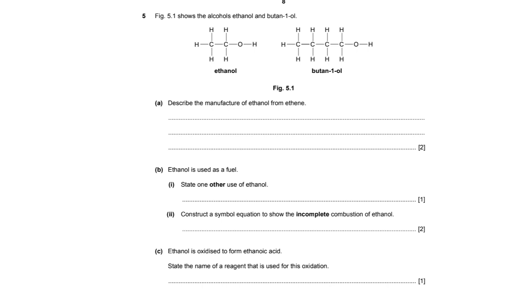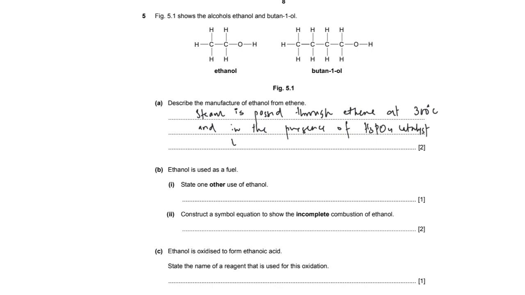Okay, so describe the manufacture of ethanol from ethene. You have to describe it. So steam is passed through ethene. Mention the temperature here, that at 300 degrees Celsius and in the presence of phosphoric acid catalyst, H3PO4 catalyst, to form ethanol. So for a 2 mark question, you can just simply stop here now.